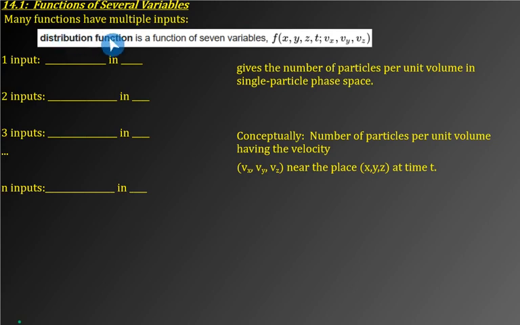Just to show you one, there's something called the distribution function, and it's actually a function of 7 variables. So it's a function of x, y, z, which are basically spatial positions, t, which is time, and then it's a function of velocity in the x direction, velocity in the y, and velocity in the z. And this is really useful in tons of physics, but basically what it's doing is it gives you the number of particles per volume in a single particle phase space. And the way I think about it is what's down here. So basically you're curious about the velocity in the different directions when you're at a different point in 3D space at a different time, okay?